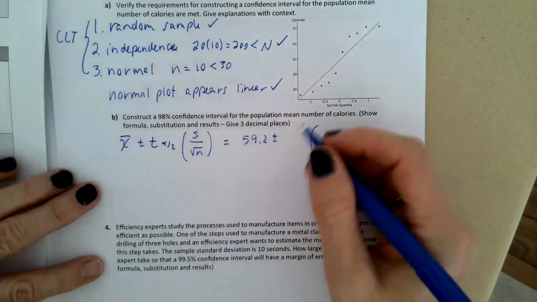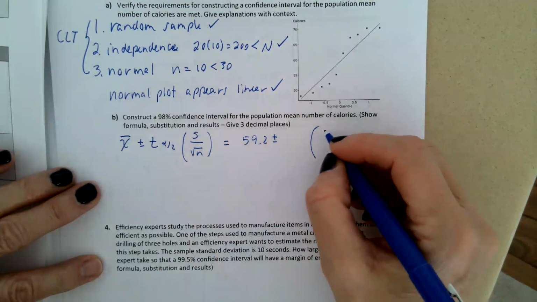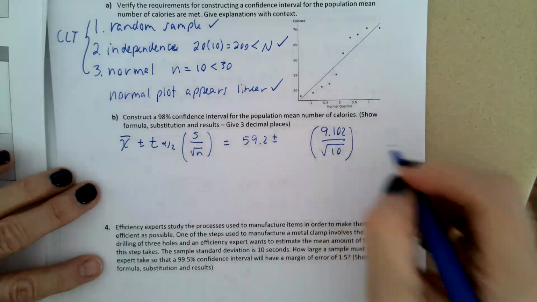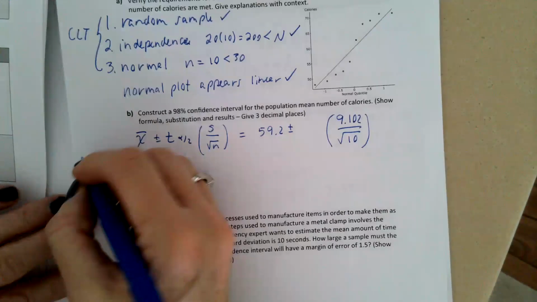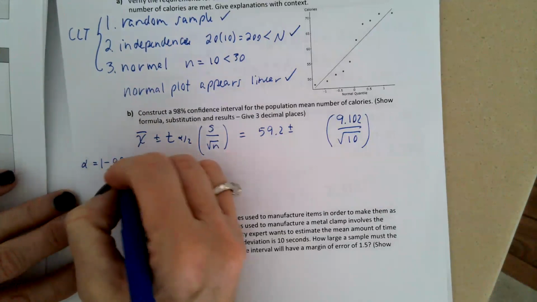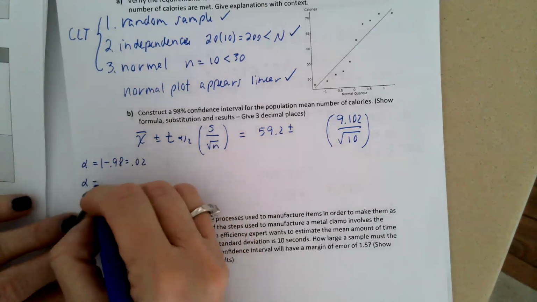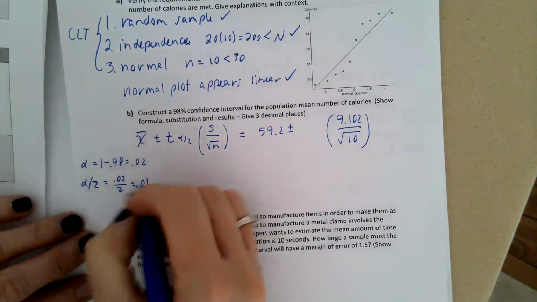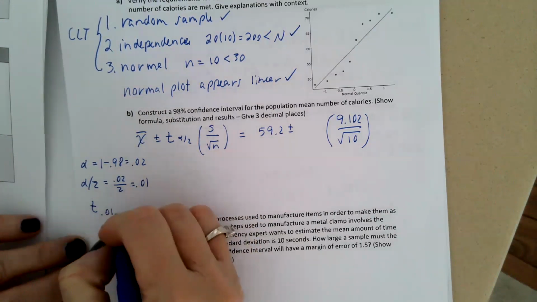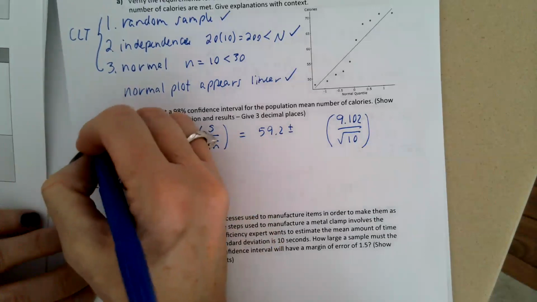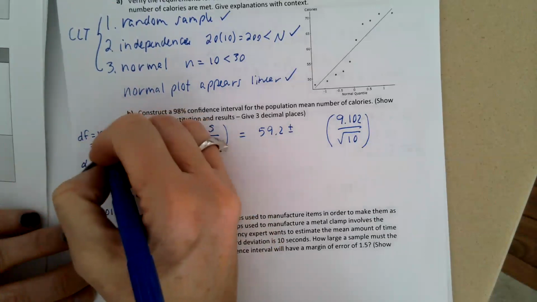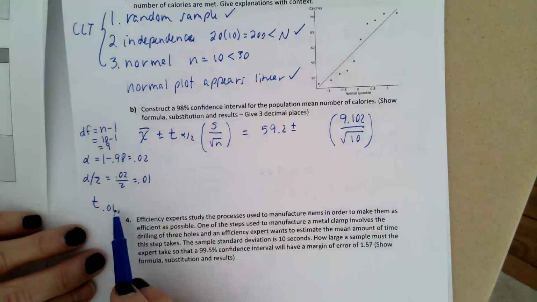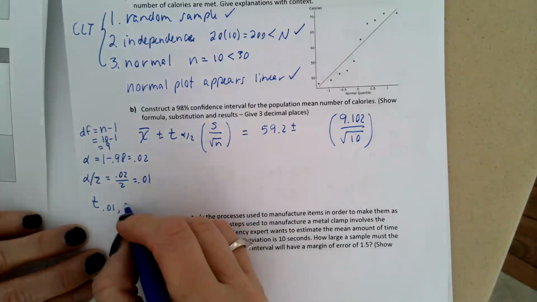We'll find our T in a minute. S is 9.102 divided by the square root of 10. Okay. So alpha is 1 minus 0.98 or 0.02. Alpha divided by 2 is 0.01. And so we're looking for T of 0.01, comma, my degrees of freedom, which is n minus 1, or 10 minus 1 is 9, for my degrees of freedom.